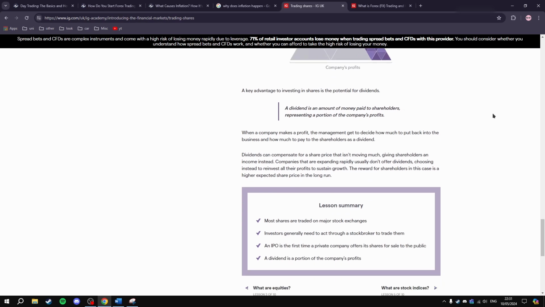When a company makes a profit, the management get to decide how much to put back into the business and how much to pay to shareholders as a dividend. Dividends can compensate for a share price that isn't moving much, giving shareholders an income instead. Companies that are expanding rapidly usually don't offer dividends, choosing instead to reinvest all their profits to sustain growth. The reward for shareholders in this case is a higher expected share price in the long run.